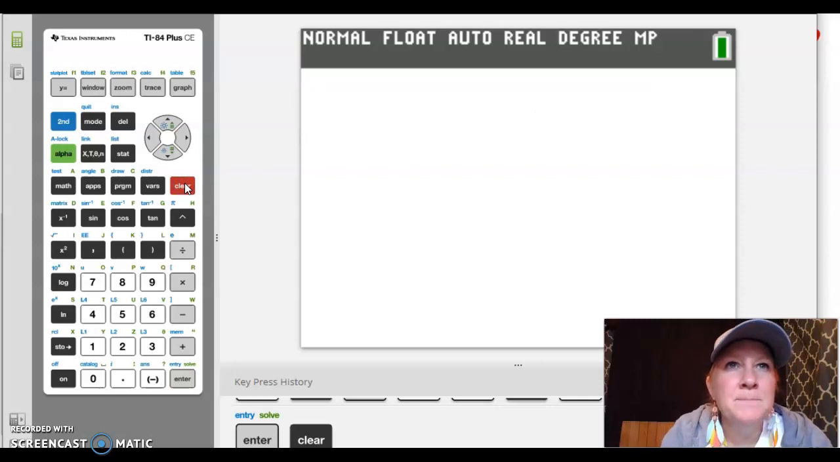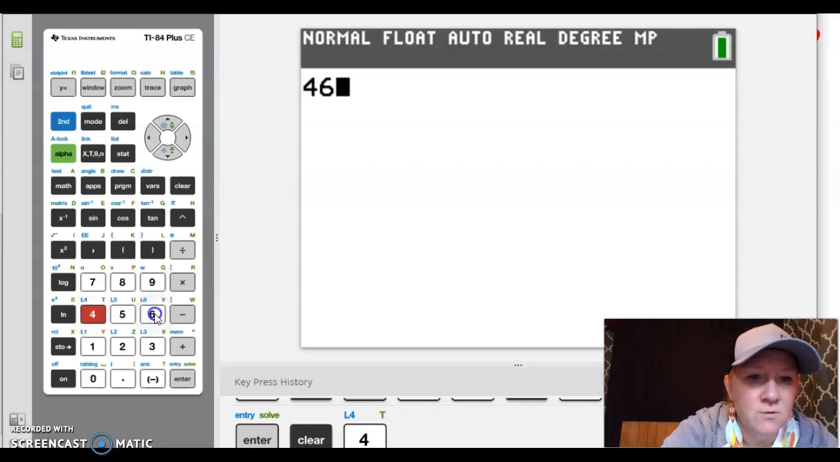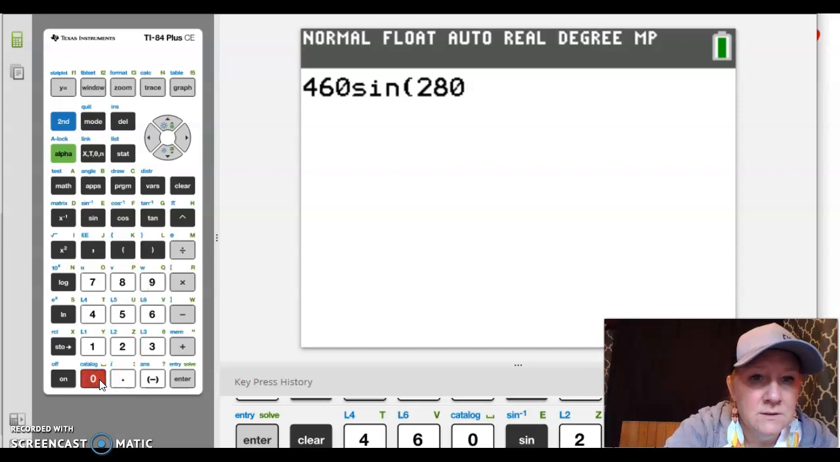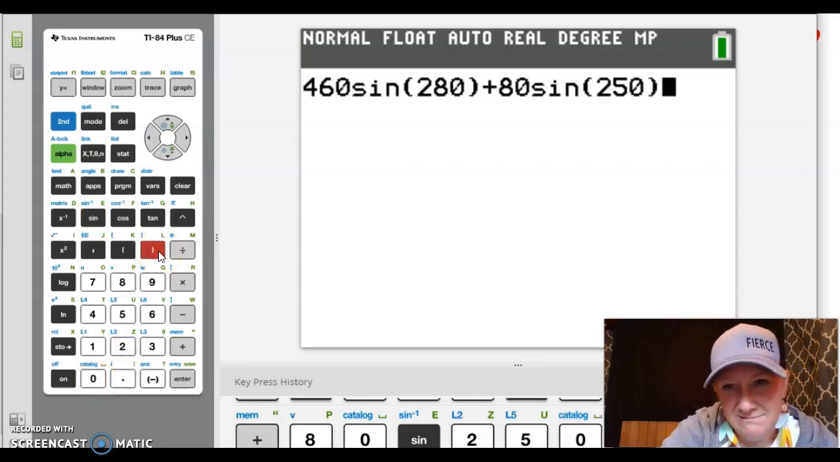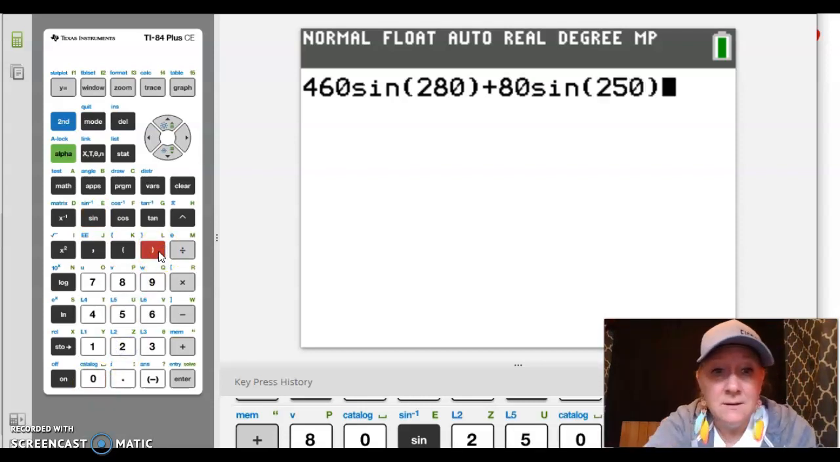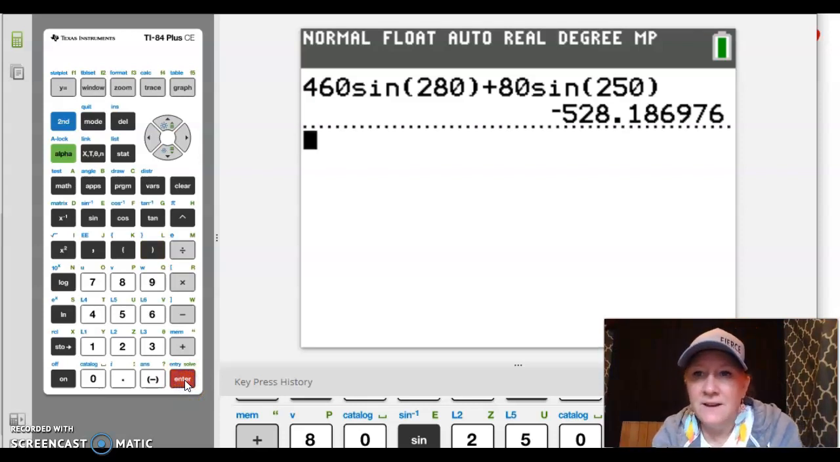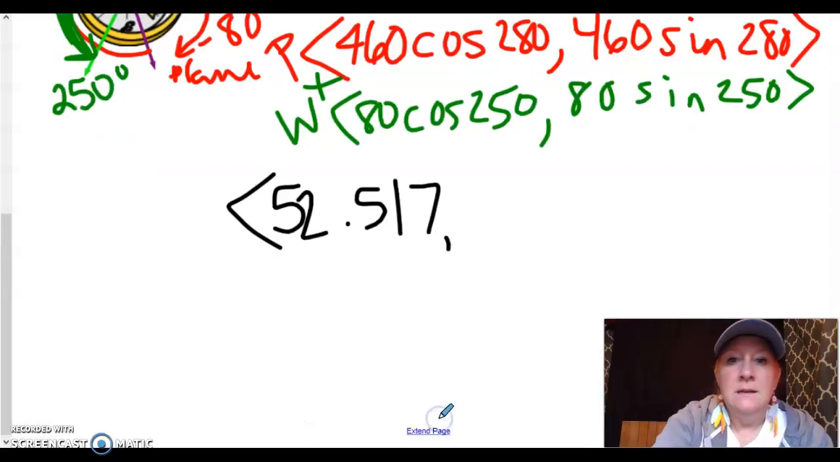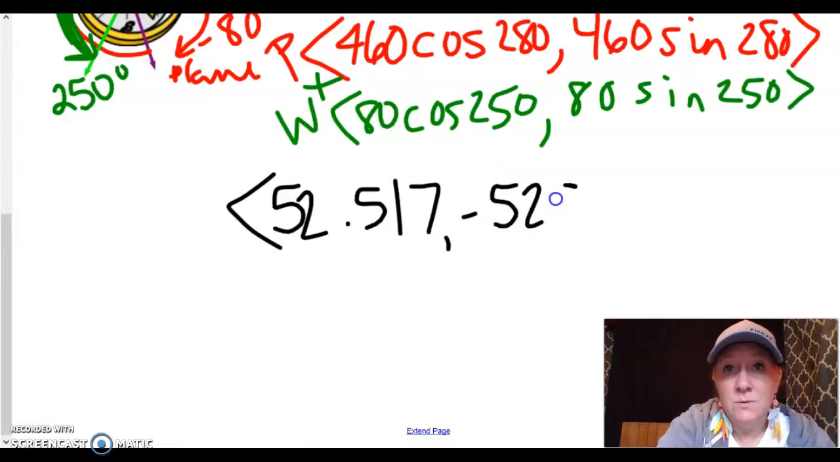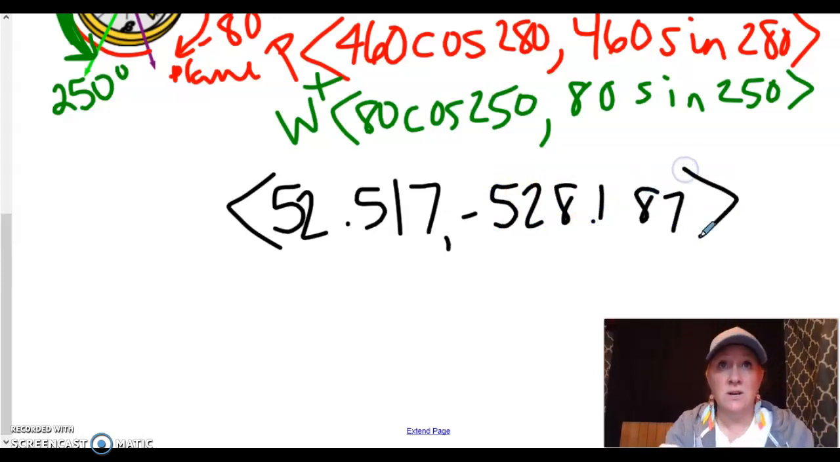Okay, it's fine. I should have gone 460 sine, because I'm doing the sine ones. Close the parentheses, plus 80 sine 250. Okay, that's what I wanted. Sorry, but we're learning this together. Negative 528.187. Okay, there you go.